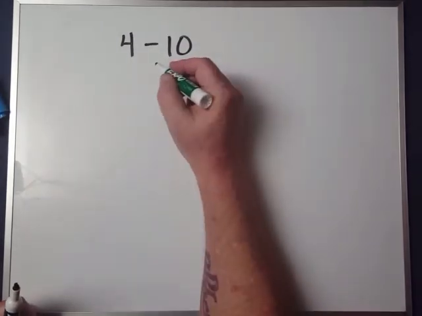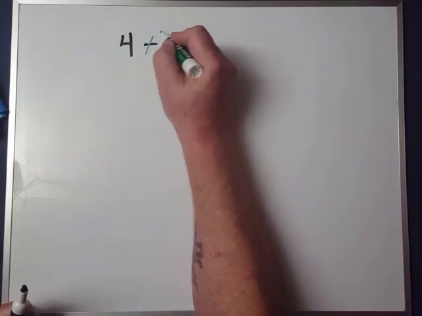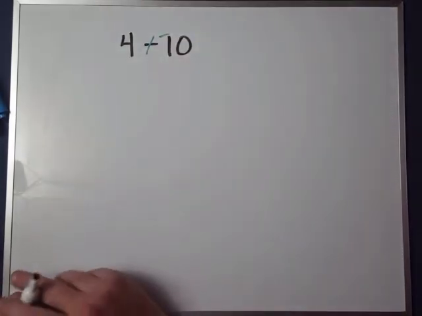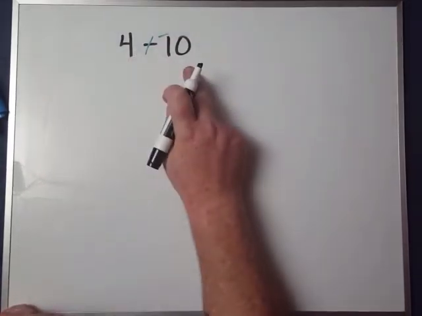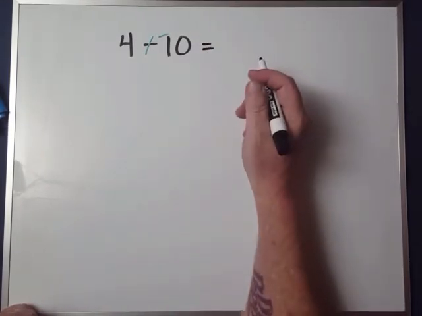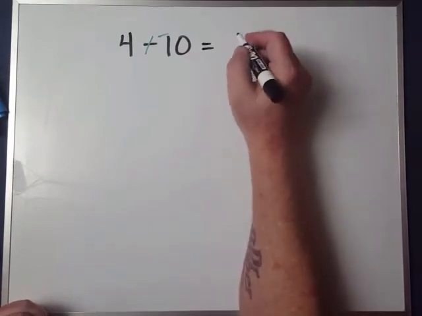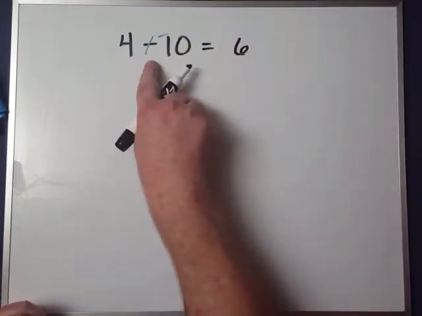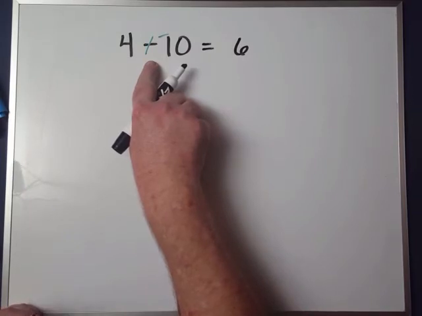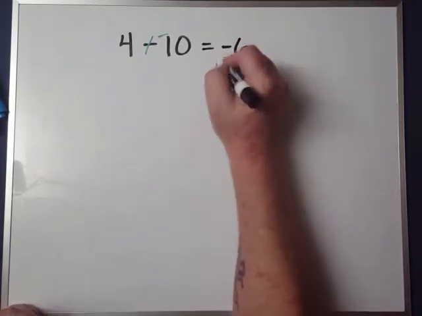I can always change subtraction to addition. Make 2 marks instead of minus positive 10. Make this plus negative 10. Now I'm adding 2 numbers of opposite sign. I will take their difference. 10 minus 4, the difference of their absolute values. 10 minus 4 is 6. And in my addition problem, now that I've made 2 marks, 10 is bigger than 4. The 10 was negative, so my answer must be negative.